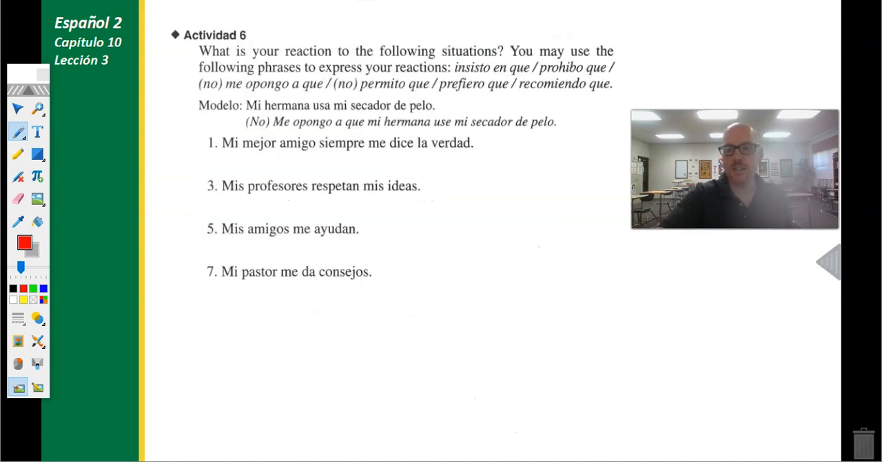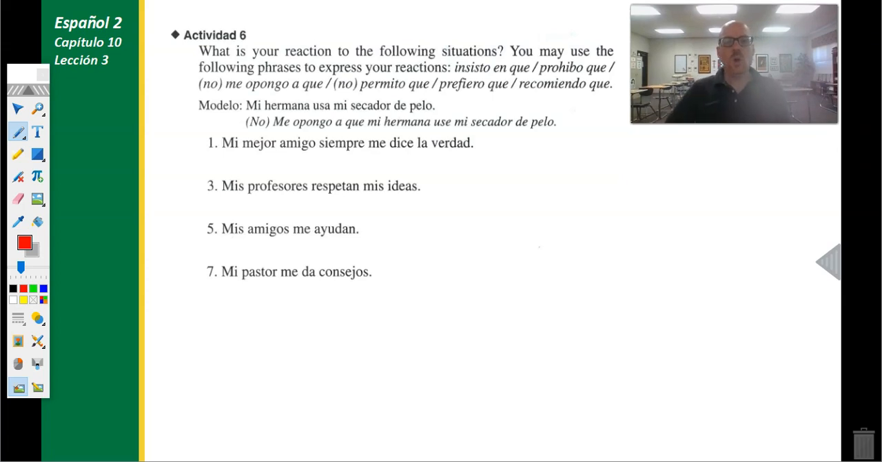Okay, so let's go on. Activity 6, and let's practice these a little bit. What is your reaction to the following situations? You may use the following phrases to express your reactions. Remember, we talked about these. Insisto en que. I insist. Prohíbo que. I prohibit. No me opongo a que. I'm opposed to. No permito que. I do not allow. Prefiero que. I prefer that. Recomiendo que. I recommend that. So each of these expressions clearly would trigger the subjunctive mood in the second clause.